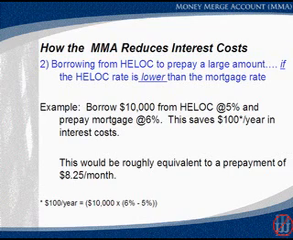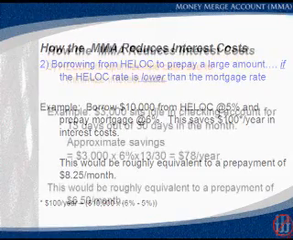If the home equity line of credit interest rate is higher than the mortgage interest rate, then this strategy from the MMA account will not work for you. This strategy can provide minimal savings, but greatly increases the complexity of managing your cash flows.